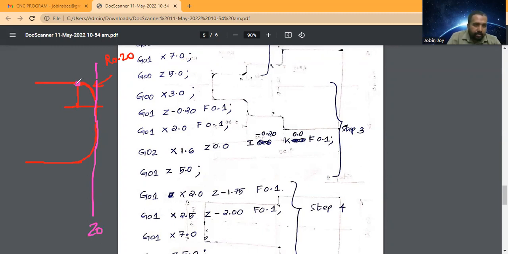So what about this line? This line is X2, because this end diameter is 2. So this line represents X2. And what about this distance? This distance is 0.20. And also this distance is 0.20.